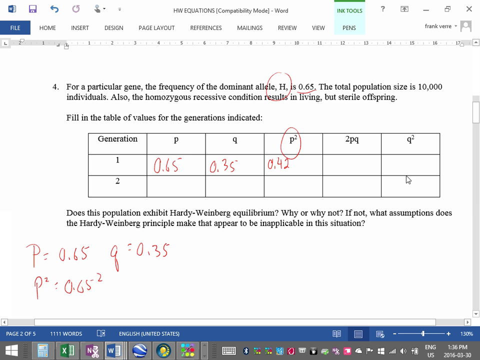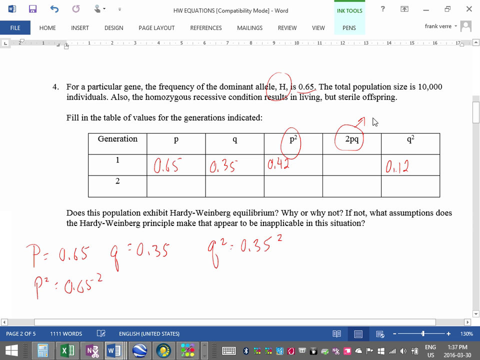Okay. What's Q squared? Q squared is 0.35 squared. So Q squared must be what? Probably close to 0.1, 0.12. Now, these two add up to 0.54. That's 54%.